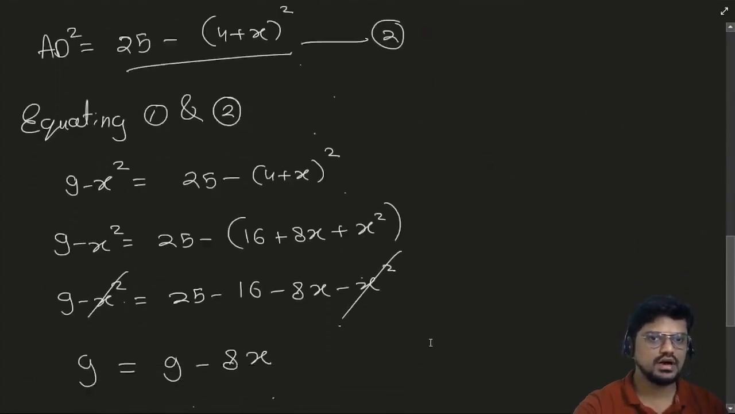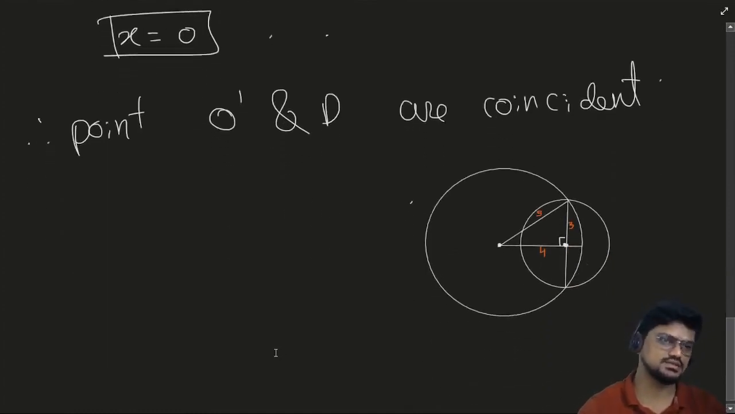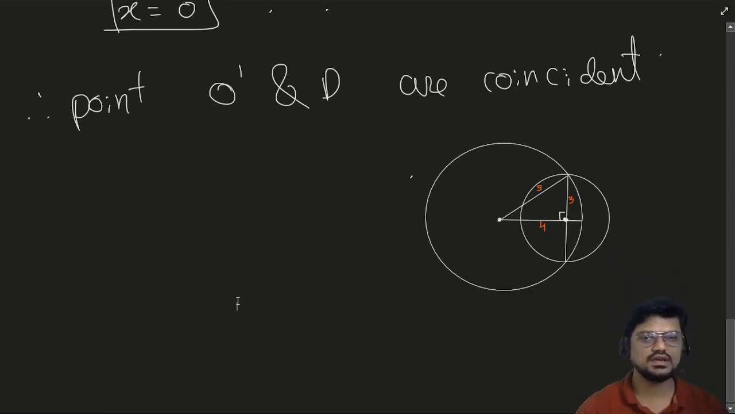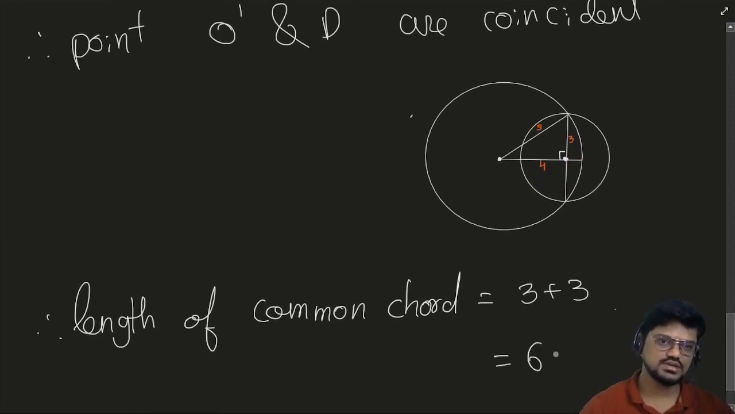Got it? After getting that the 2 points are coincident, the diagram will be like this. Understood? And then we can say, therefore, the length of the common chord will be 3 plus 3, that is this. 3 plus 3 gives you 6 centimeter. Is that clear?